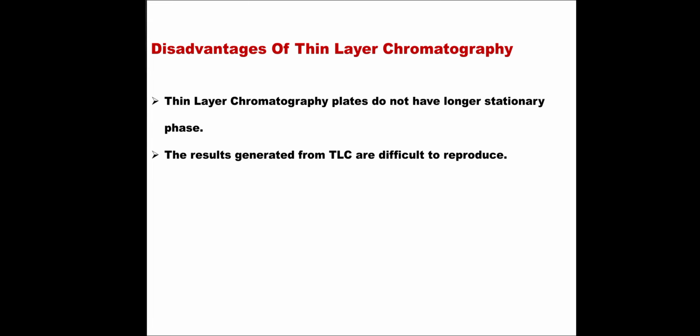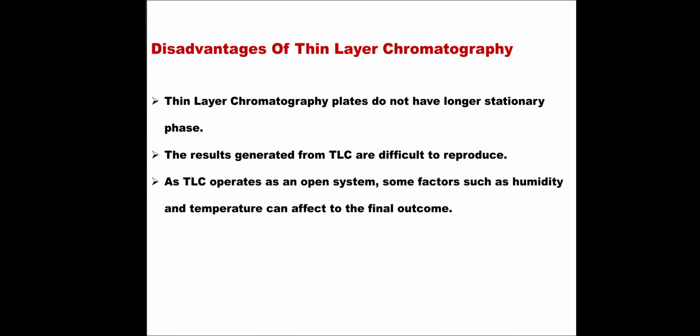Also we are using a volatile solvent as the mobile phase, so there may not be exactly the same stationary phase as well as the same mobile phase the second time you do the experiment. Therefore there is less reproducibility in TLC. Then, as TLC operates as an open system, factors like humidity and temperature affect the outcome of the TLC.